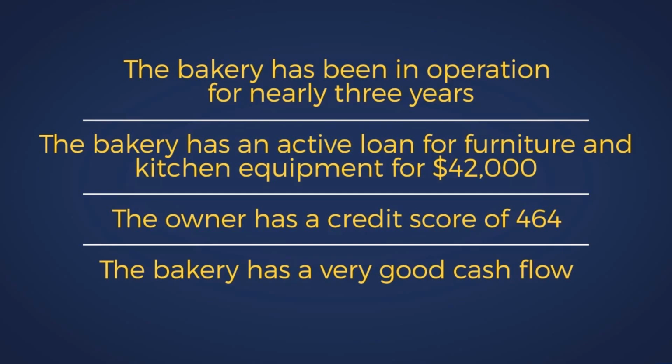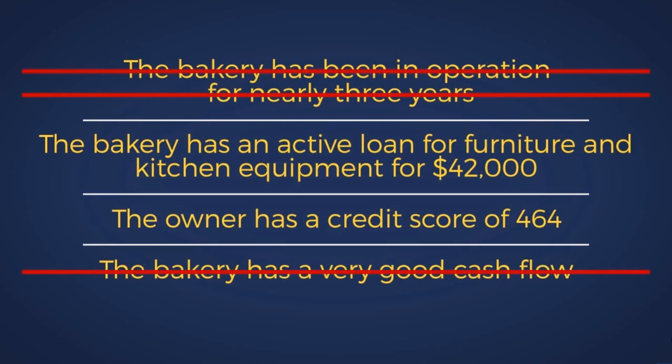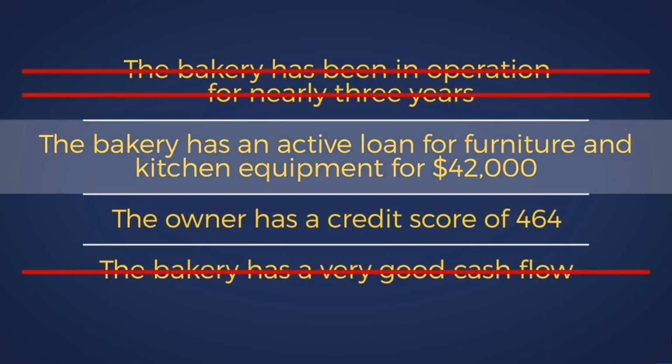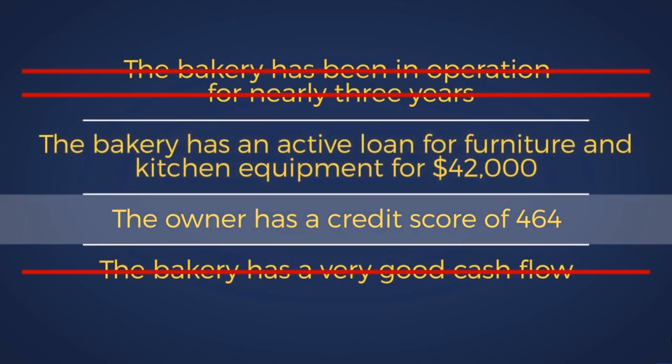The years of operation are long enough to determine strong cash flow, so we can remove the first and fourth items. The outstanding $42,000 loan might have been a cause for concern, but ultimately the lender knew that the furniture and equipment could serve as collateral. But the owner's low credit score was the big red flag that ultimately led to the denial of the loan.